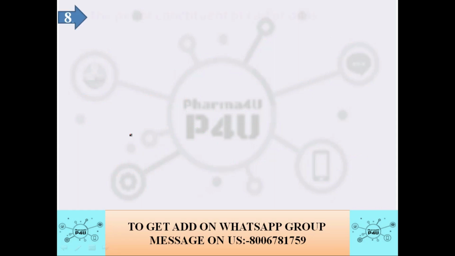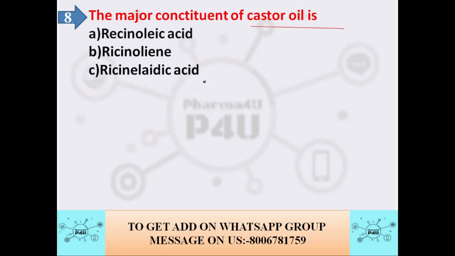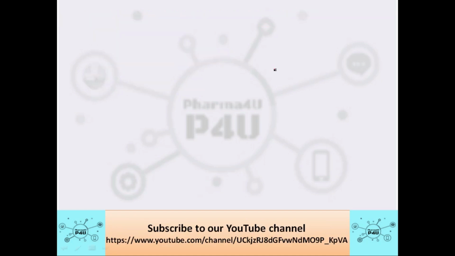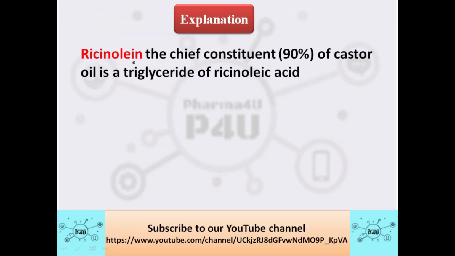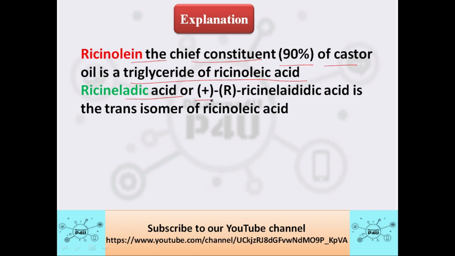Now the next question is: the major constituent of castor oil is? The options are option A, ricinoleic acid; option B, ricinolein; option C, ricinelaidic acid; option D, all of the above. So the major constituent of castor oil is ricinolein. Let's discuss with the help of the explanation, students: ricinolein is the chief constituent, about 90% of castor oil, a triglyceride of ricinoleic acid, whereas ricinelaidic acid is the trans isomer of ricinoleic acid.